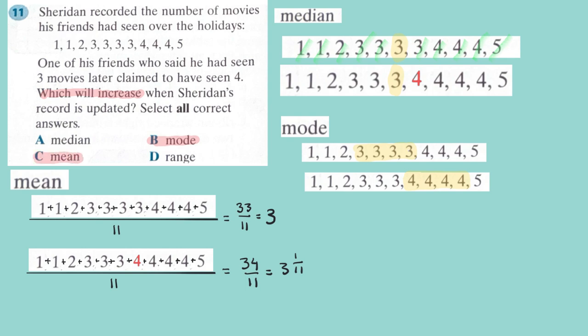Now we need to look at the range, and the range is usually calculated by taking the lowest score from the highest score. The highest score was 5, the lowest score was 1, so that means that the range was 4. Now, it does not seem as if it will have any effect, because we're only looking at the highest and the lowest. And the highest has not been changed and the lowest has not been changed. So the range does not change.